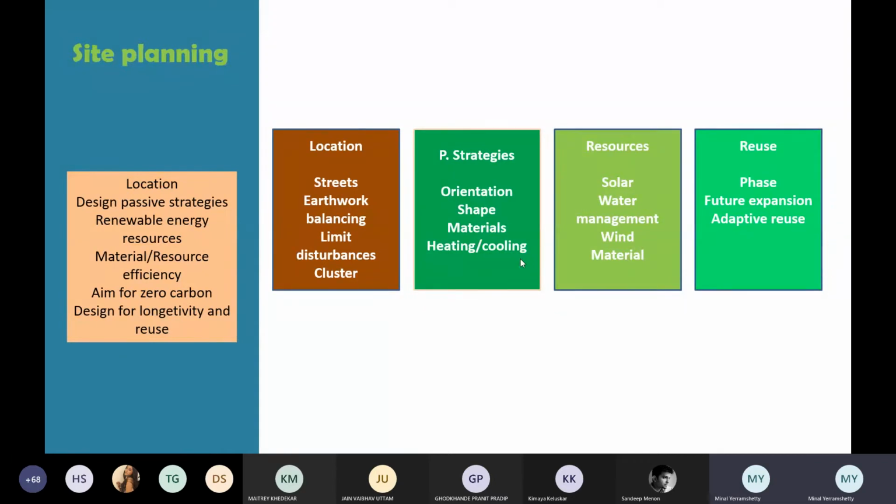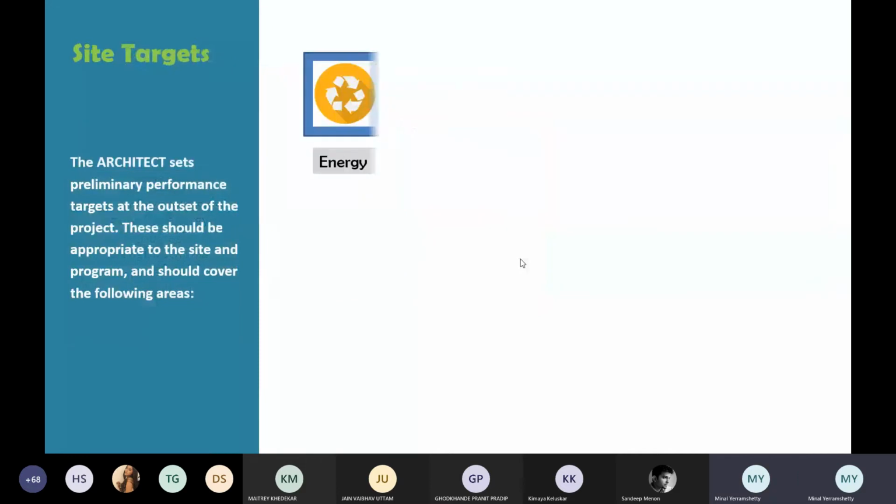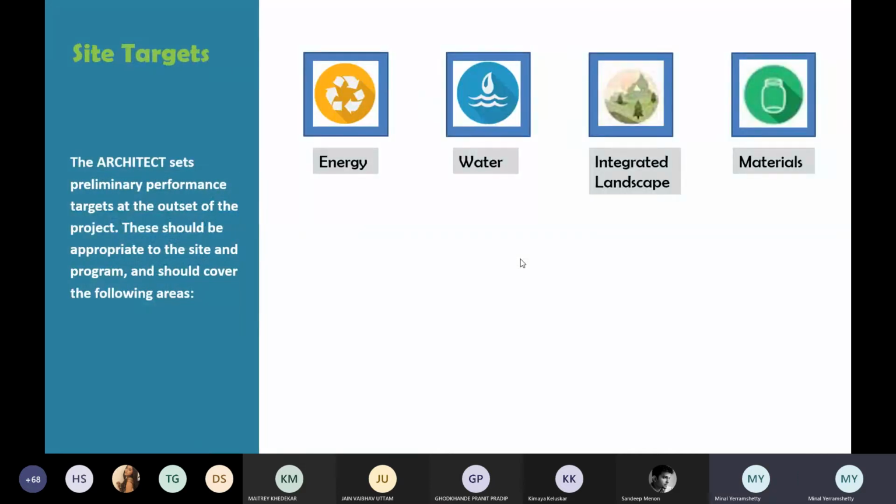After you do your analysis, I cannot set targets without knowing my analysis, right? I should know what I am going to get on the site. After I know what my site consists of, what it has, what it does not have, and what I need to do, when you have this kind of data and analysis in front of you, then you set certain targets.